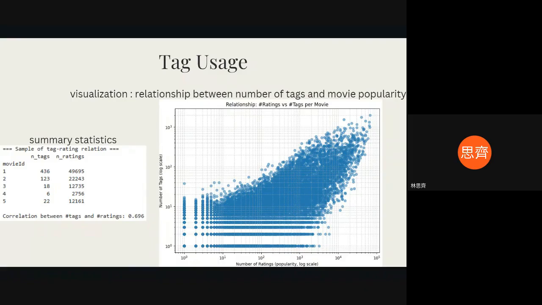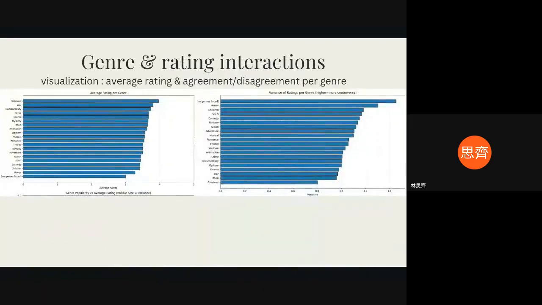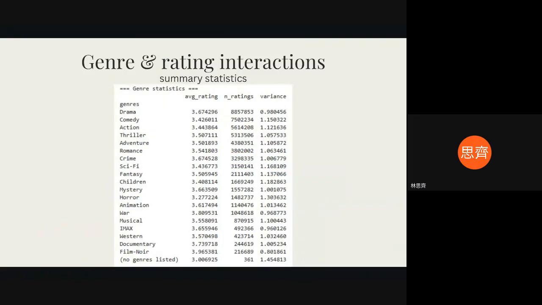Okay, next one. So here we have the genre and rating interactions. The statistics here show the rating information of each genre. Here we rank them by the number of ratings. As we can see, drama and comedy are the most popular ones with the highest number of ratings.